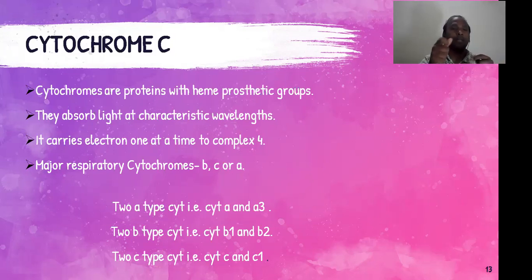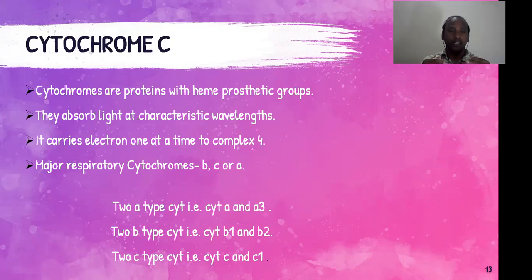If you see the basic properties of cytochrome C, this is a protein with heme prosthetic groups. They absorb light at different characteristic wavelengths, and according to that they can be classified into many different types. Especially when it comes to the electron transport chain, there are three major types of cytochromes: A, B, C.